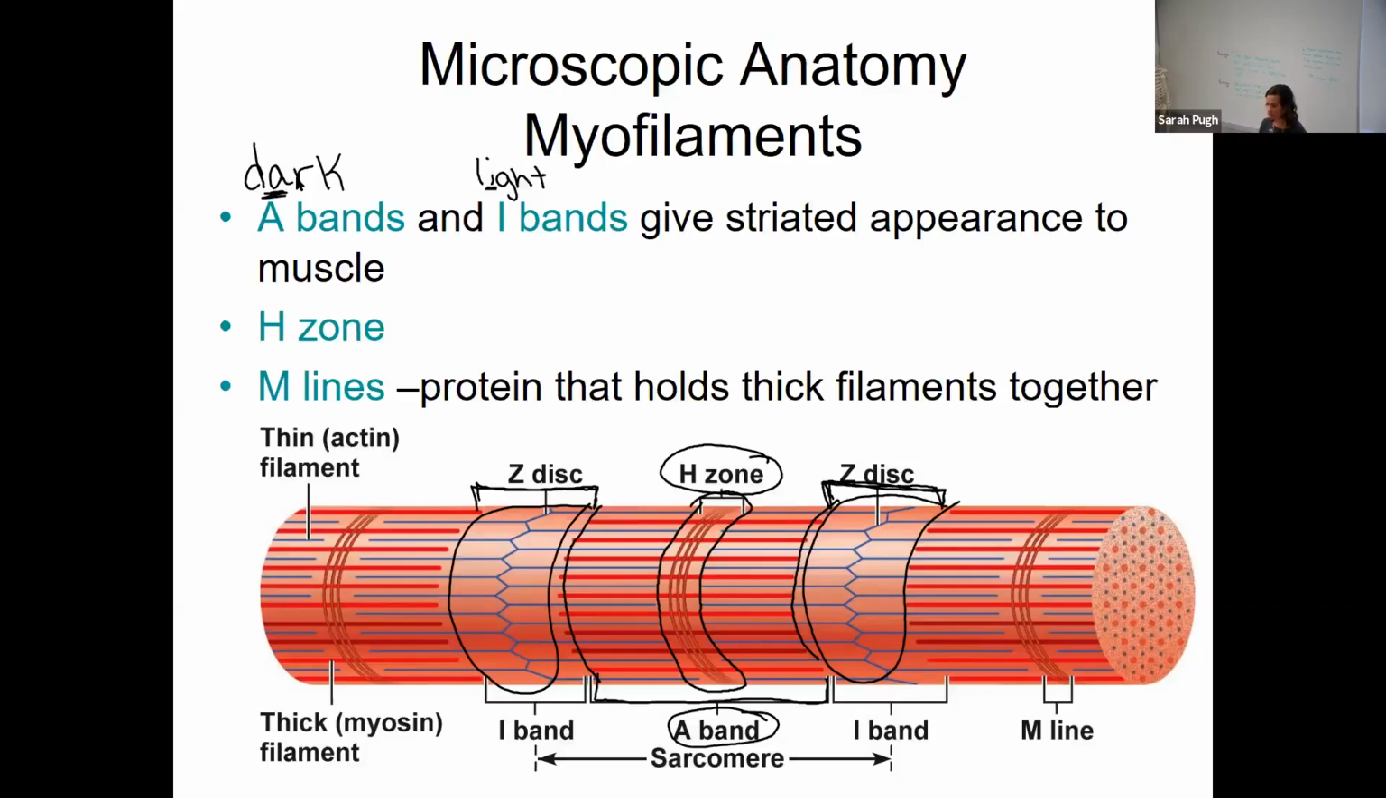Okay. And then lastly, we have these little M lines. And the M lines, you can see them right here. There are these lines right here. You can see them, they've labeled them over here. Here's our M lines. And the M lines are the proteins that are holding those thick filaments together. So remember, Z discs hold thin filaments together. M lines hold thick filaments together.